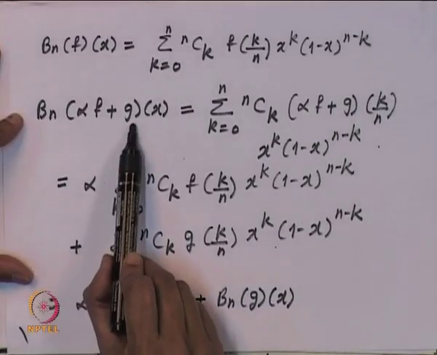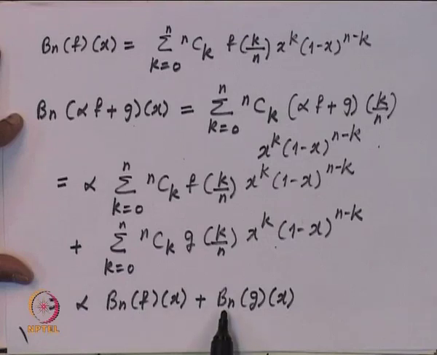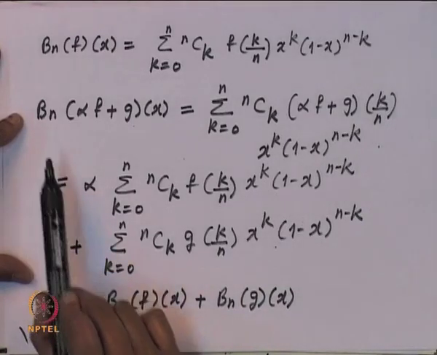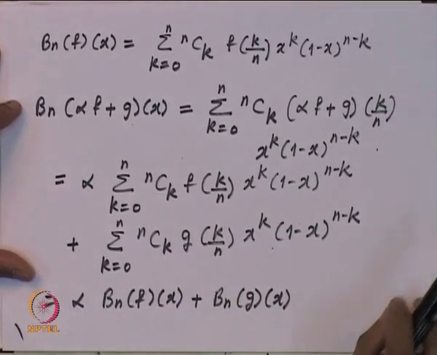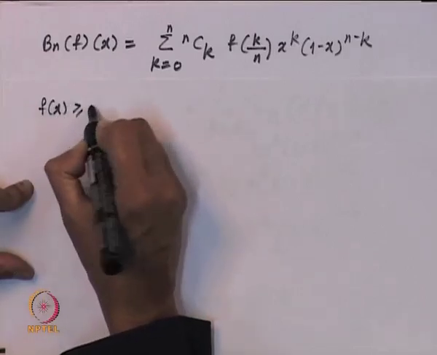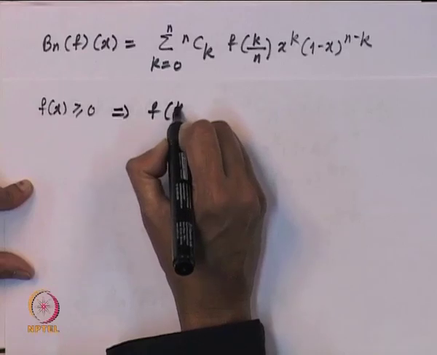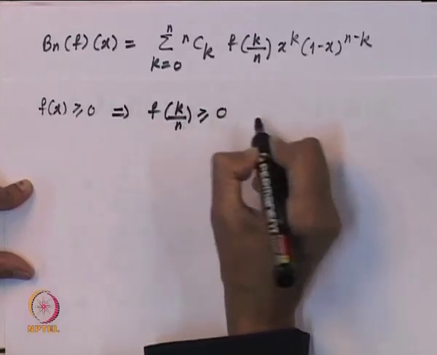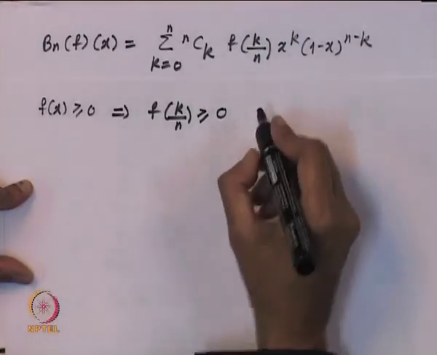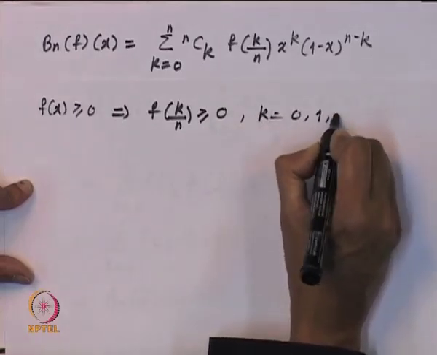So, b n of alpha f plus g is going to be alpha times b n f plus b n g. That is the linearity of the map b n, which associates f to b n f. And now, let us look at positivity. Suppose our function f is greater than or equal to 0, that means f x is bigger than or equal to 0 for all x belonging to 0 to 1. If that is the case, that will imply that f of k by n is bigger than or equal to 0 for k equal to 0, 1 up to n.